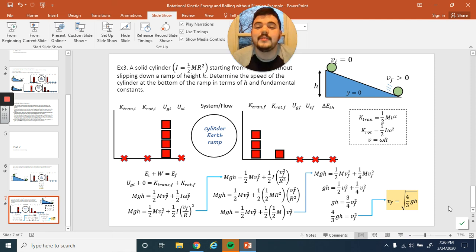So this is consistent with our conceptual understanding that the speed of the cylinder will be less than the speed of the box. The other interesting thing, though, for the cylinder and the box is that for the box, the speed is independent of the box's mass. And for the cylinder, the speed is independent of both the mass and the radius of the cylinder. All that mattered was the shape because we had this 1/2 term here that didn't cancel.